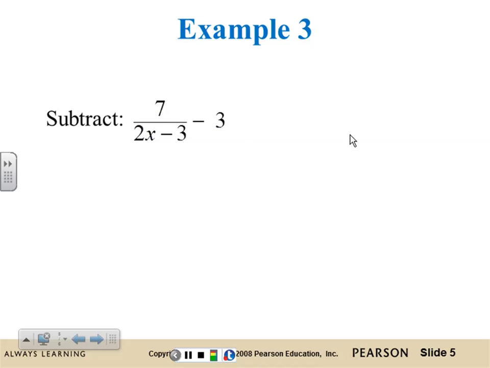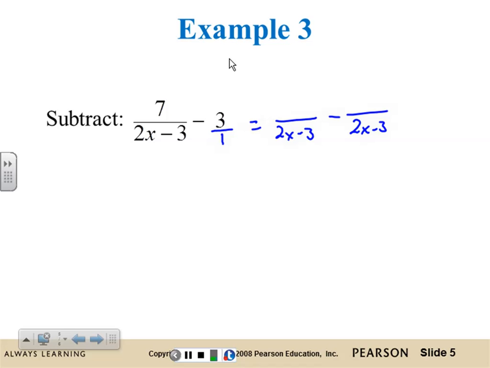So what about this one? 3 isn't a fraction, but we can make it a fraction. Remember, all whole numbers are understood to be over 1. So the common denominator is going to be that 2x minus 3, because it is the only denominator aside from 1 on the other side, and we don't count that. So my common denominator is going to be 2x minus 3.